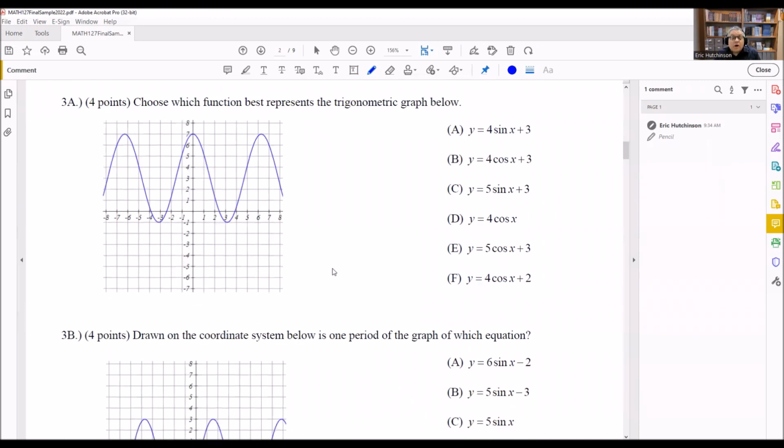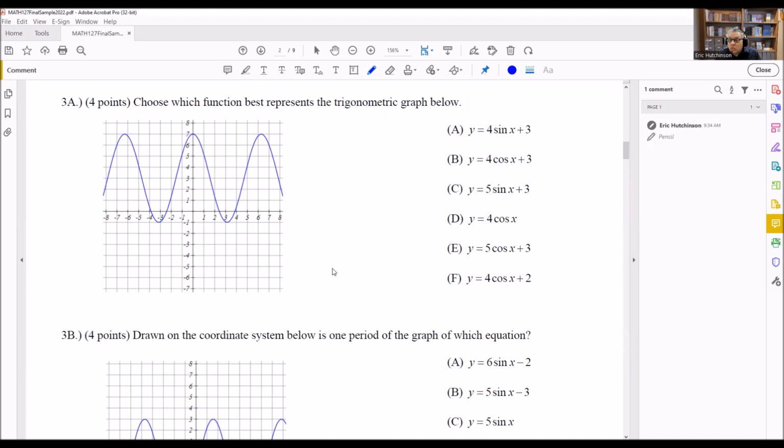All right, so we have a multiple choice situation here. Choose which function best represents the trig graph below. Okay, so this one here, we have all these different answer choices. The first thing we have to do is figure out, do we have a cosine graph or do we have a sine graph? Now, probably the best way to do that is look at where the graph begins at the x value of 0.